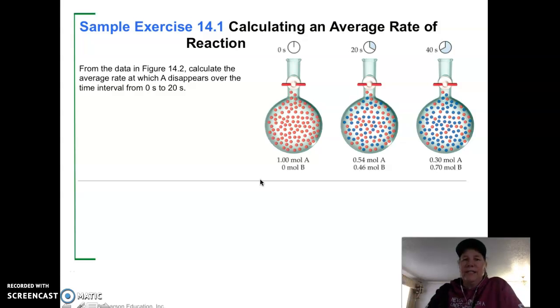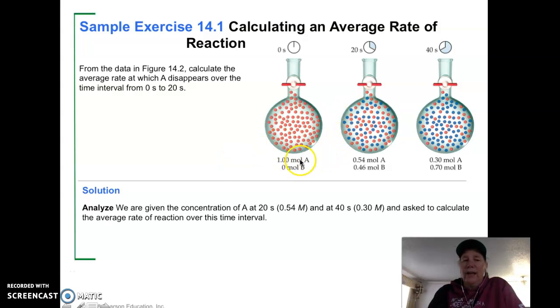Okay, here's an example. We start out with moles of A, and we haven't made any B. We're saying A is our reactant and B is our product. So we start a reaction and we're getting less A and more B. Here we still have a little bit more A than B. They're really close. And then as the reaction goes on, now you can see we have even less A and more B. And eventually we'll have all B and no more A.